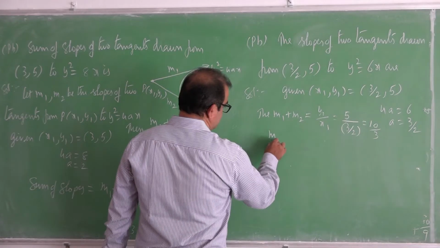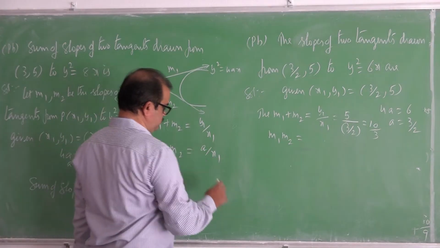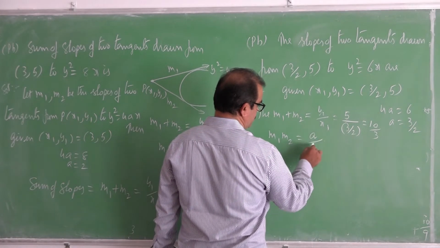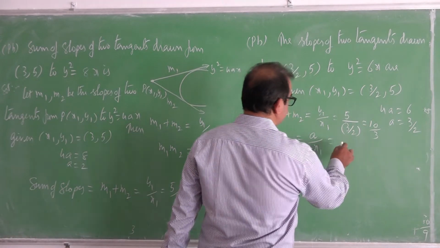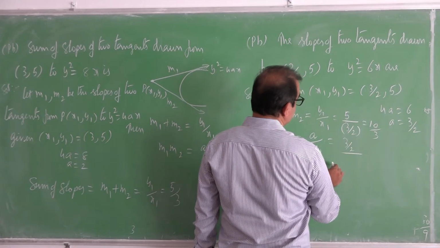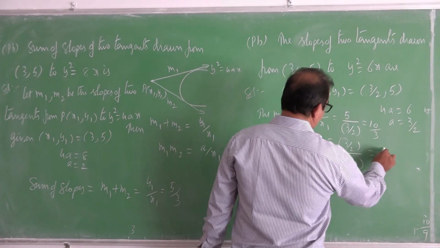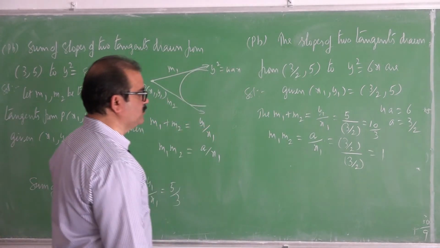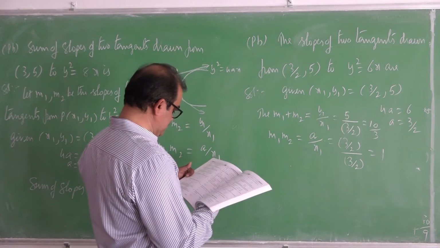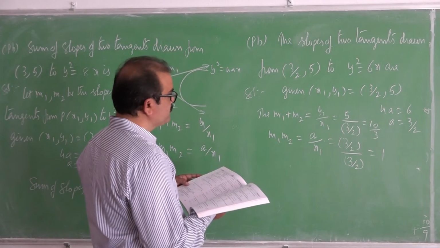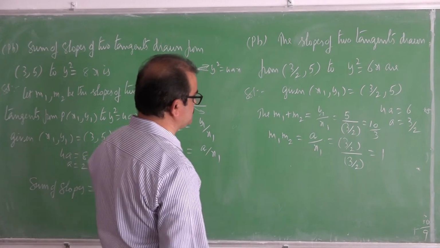Next, what is the product? m1 into m2, product of the slopes, is a by x1. What is a value? 3 by 2, by x1, which is also 3 by 2. 3 by 2, 3 by 2 cancel. m1 into m2 is equal to 1. Now from this, find the slopes. Slopes means find the values of m1 and m2.